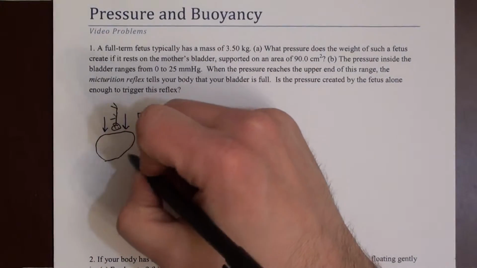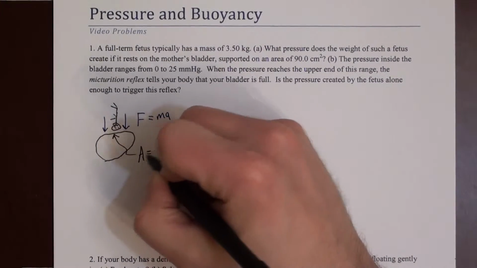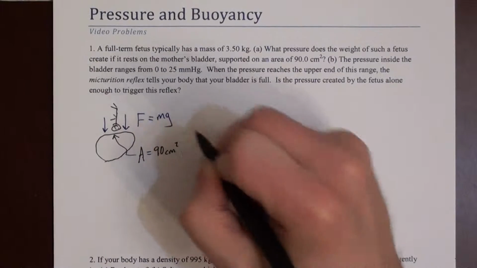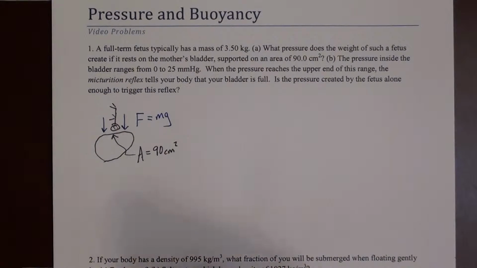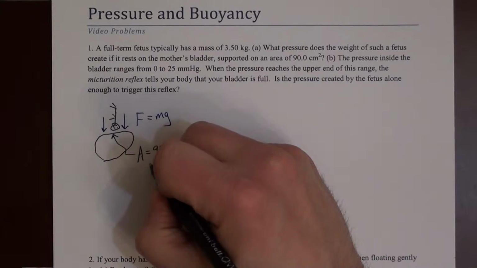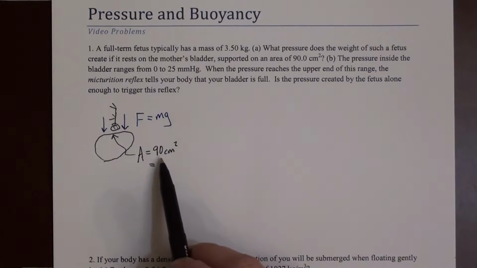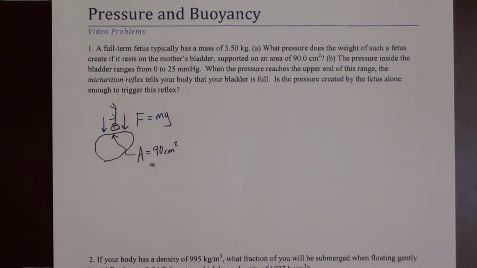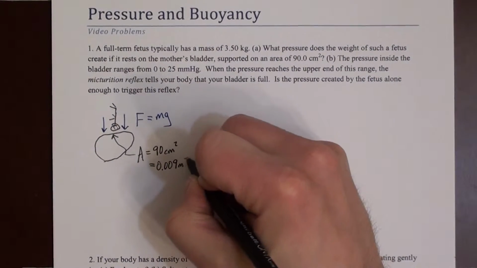And we're told that the area of the top is 90 square centimeters. Okay, so if we're going to do anything in some kind of an equation, to get the units we expect to get, we need to convert this to SI. So the SI unit for area is square meters. So I need to move this by a factor of 100. So I need to divide by 100, and I need to do it twice. Okay, so I move 4 places to the left, I end up with 0.009 square meters.